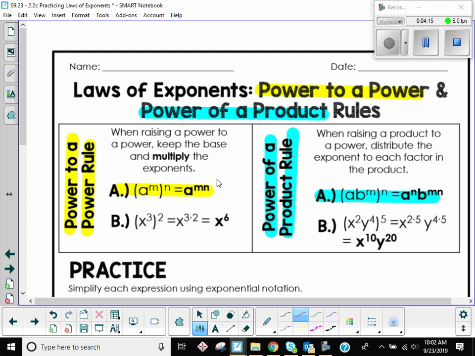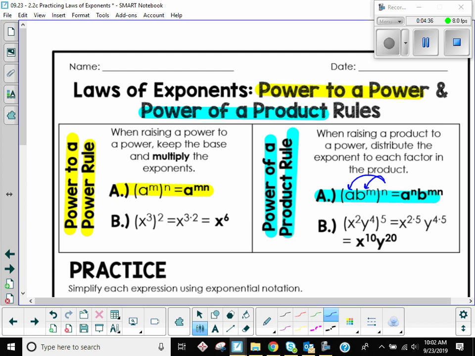But this one over here, the blue one, is similar. It's just there's two things going on the inside. It's kind of like a distributive property for powers. The power on the outside goes to this base and this base. So it becomes a to the n and b to the m times n. And there's an example right here.